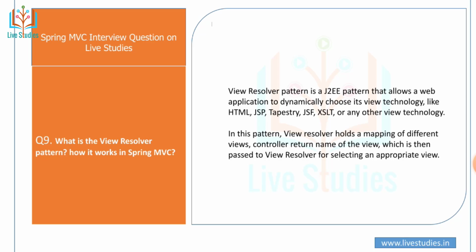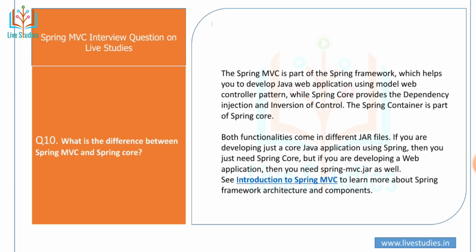Another question is, what is the view resolver pattern and how does it work in Spring MVC? The view resolver pattern is a J2EE pattern that allows a web application to dynamically choose its view technology like HTML, JSP (JavaServer Pages), Tapestry, JSF, XSLT, or any other view technology. In this pattern, the view resolver holds a mapping of different views. Controllers return the name of the view, which is then passed to the view resolver for selecting an appropriate view.